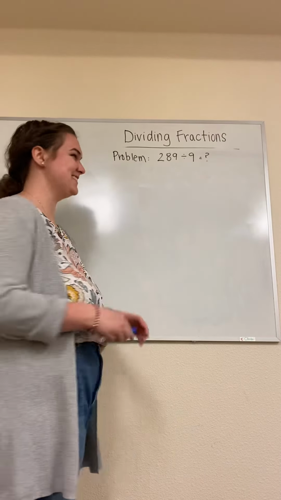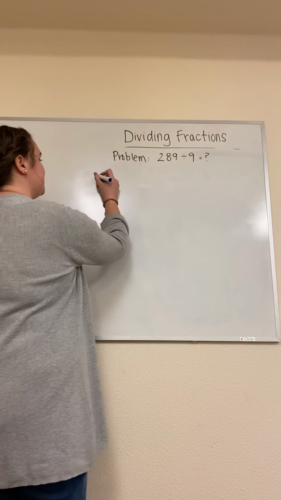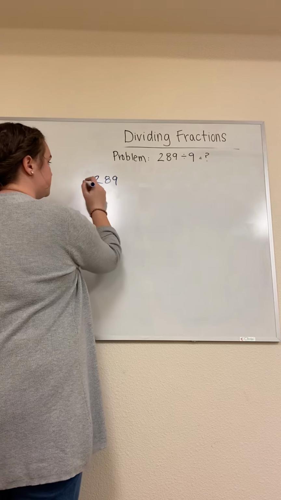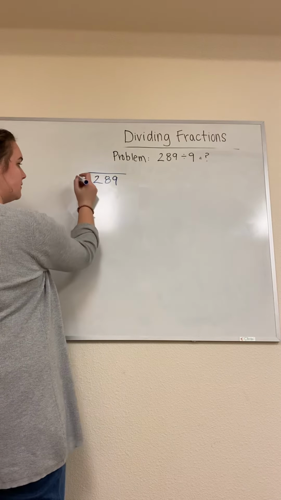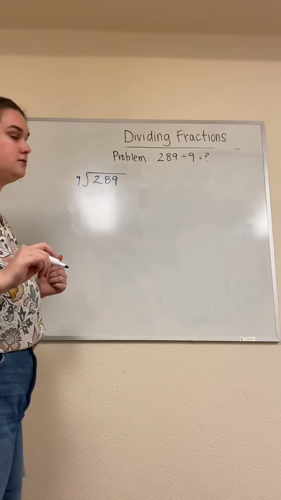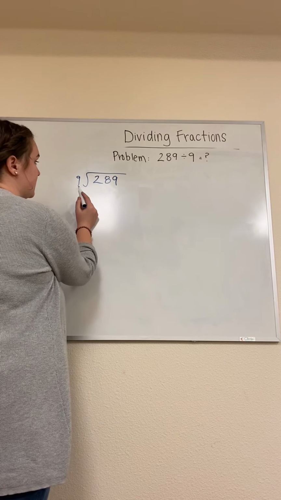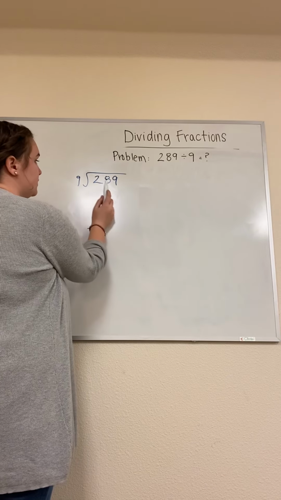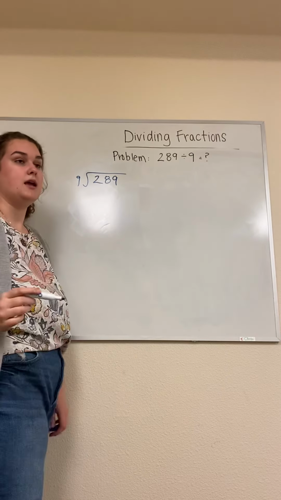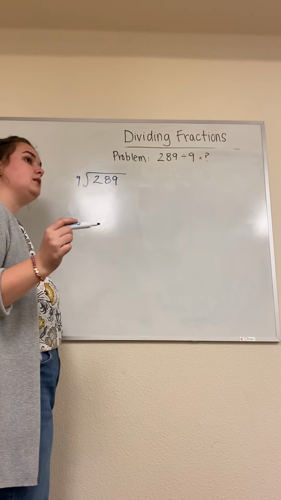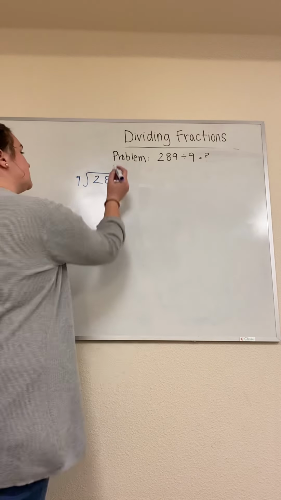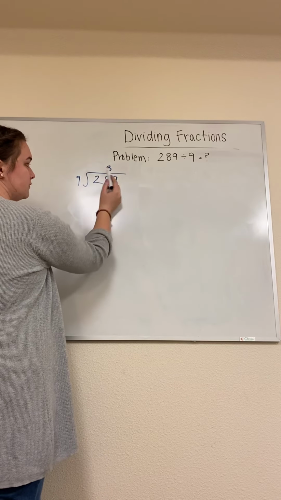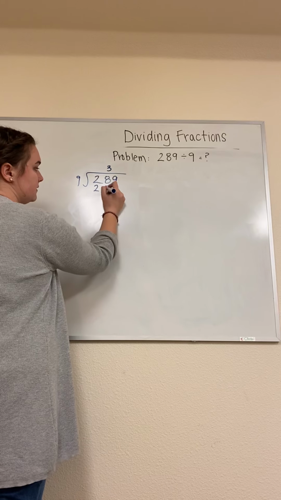So normally, if you're using the algorithm, what you do is have 289 in the little house divided by 9. So you would say, okay, how many times is 9 going into 2? Doesn't fit into 2. So you're then going to say how many times does 9 fit into 28, which would be 3 times. And those 3 times 9 would equal 27.